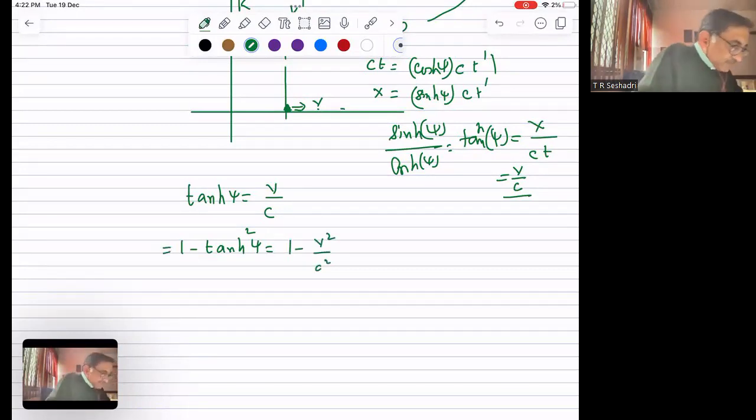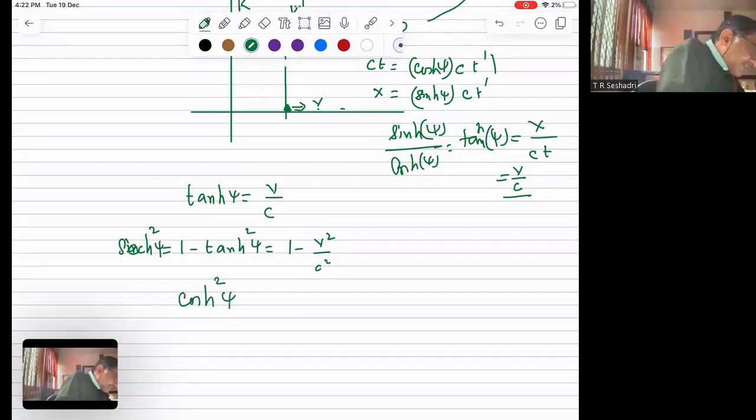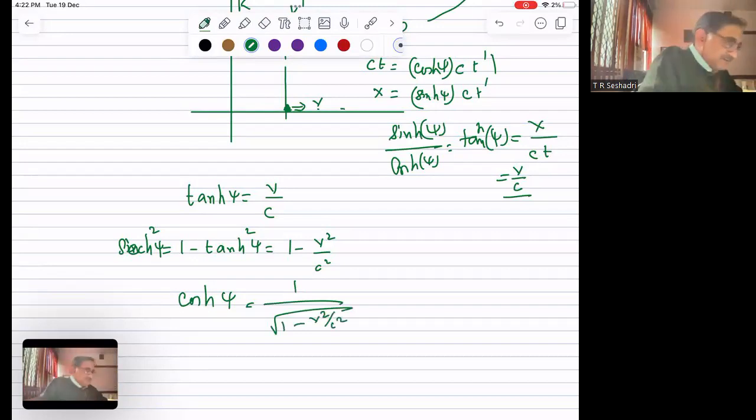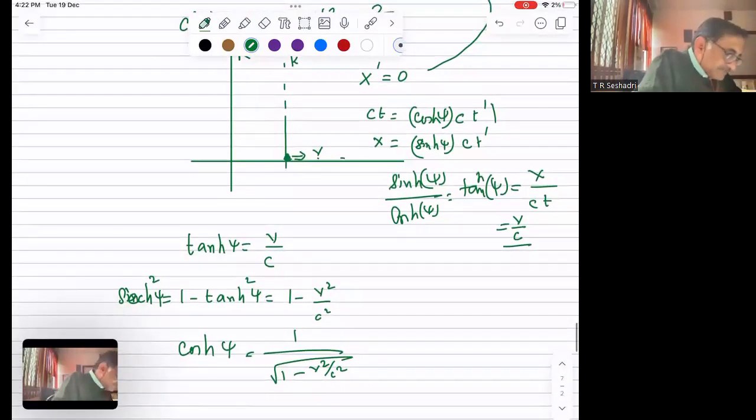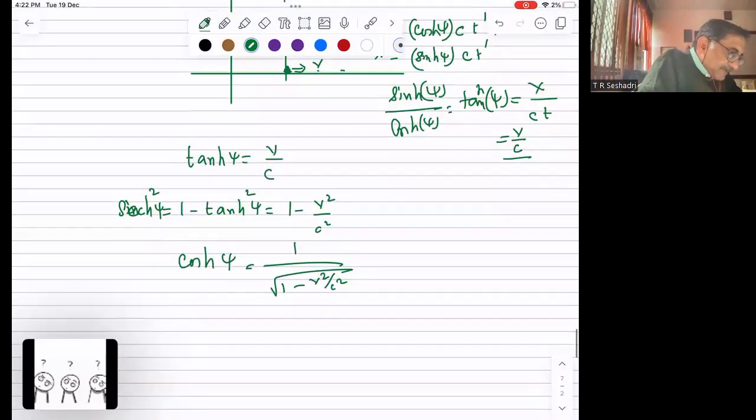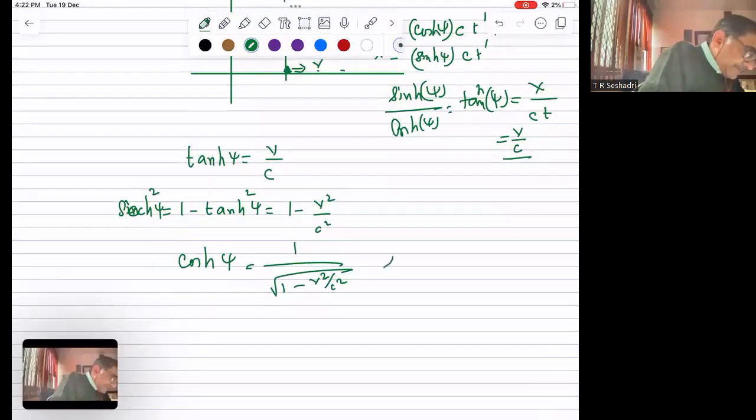And this is equal to sech hyperbolic square psi. And so cos hyperbolic psi is equal to 1 by square root of 1 minus v square by c square, the famous factor of relativity. And now sine hyperbolic psi will be, what is it?